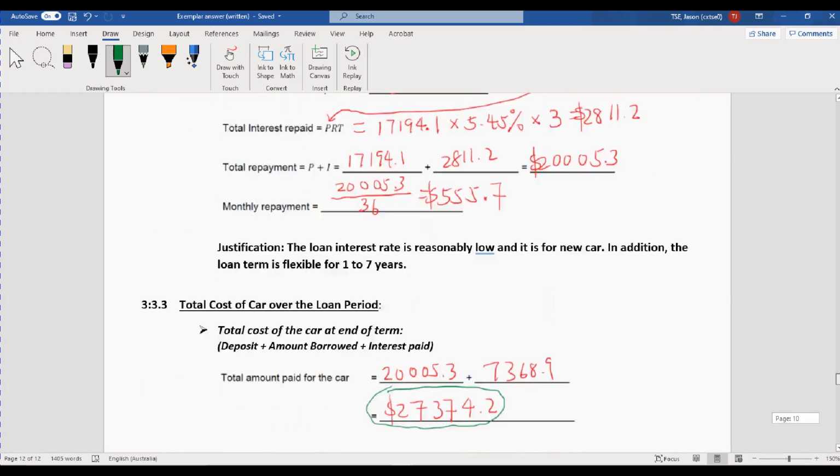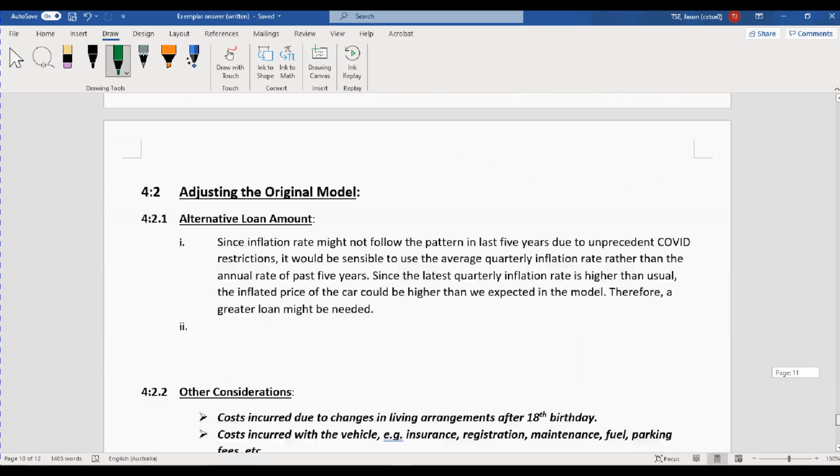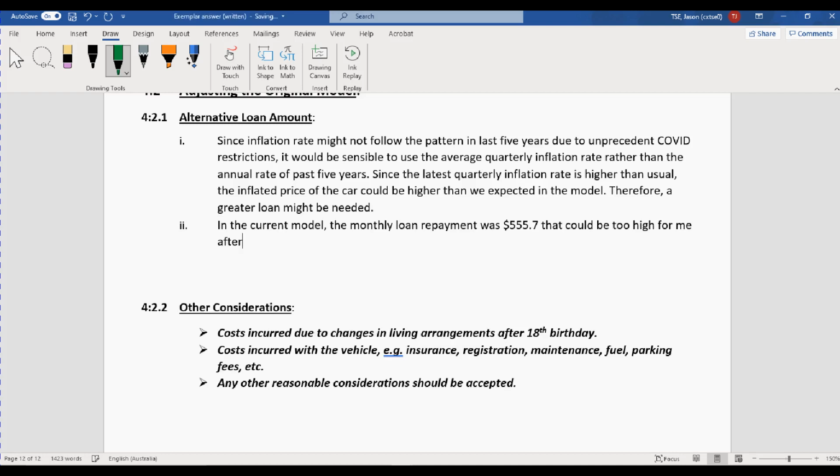In the current model, we do our repayment in 36 months. So you remember that? Now, but we know that the loan deal was quite flexible. You could repay it in up to 7 years, right? So you might say in the current model, the monthly loan repayment was that could be too high for me after 3 years.